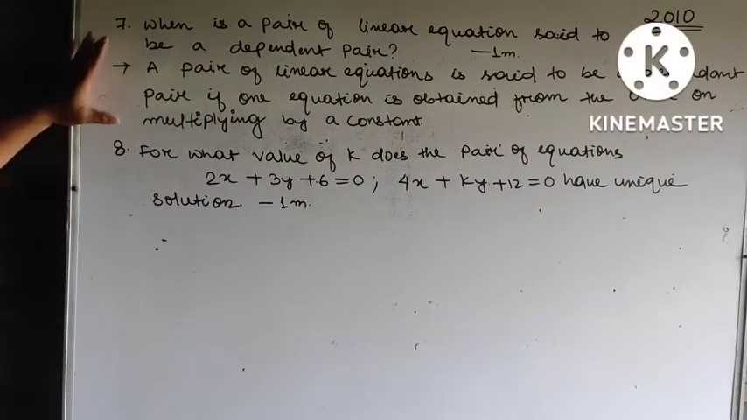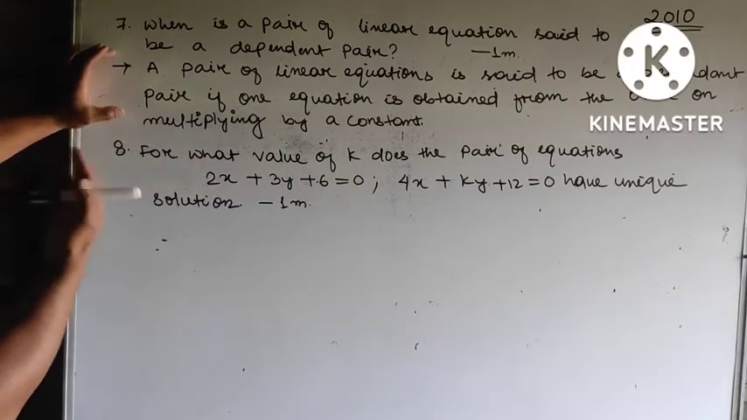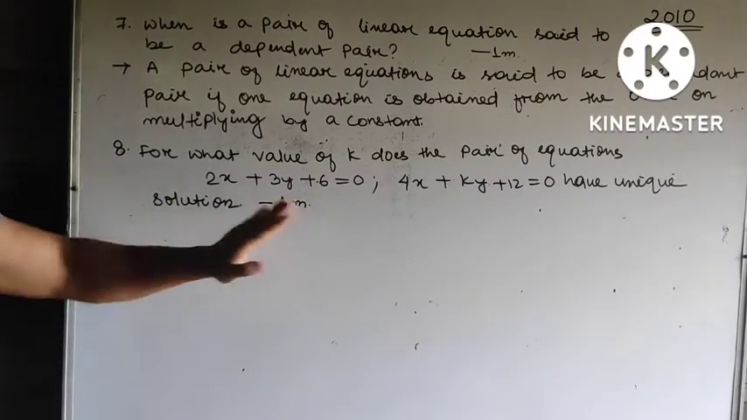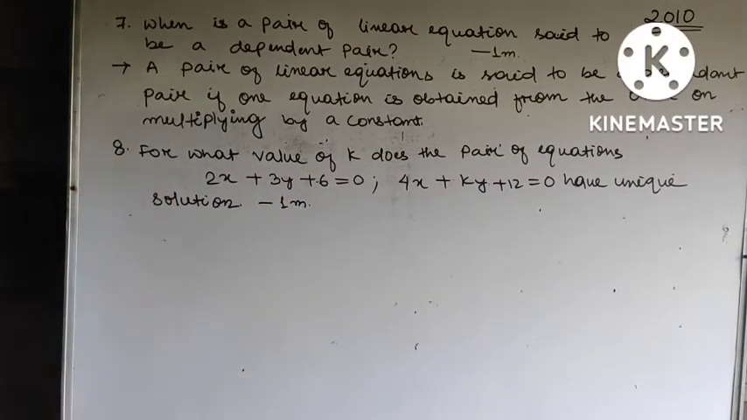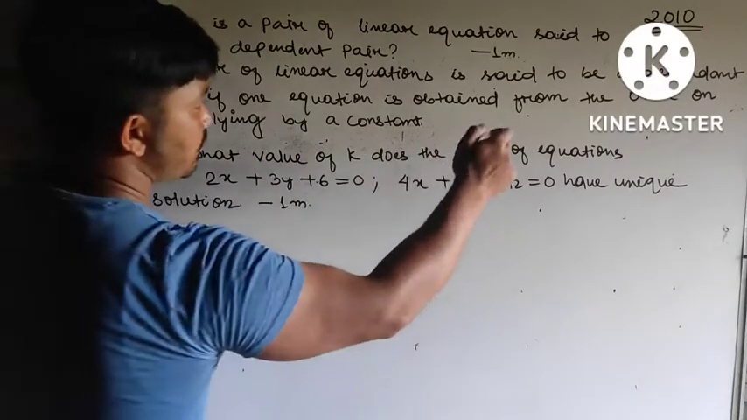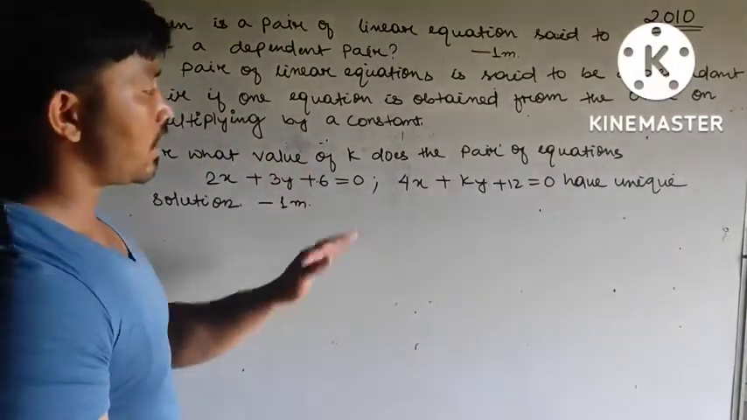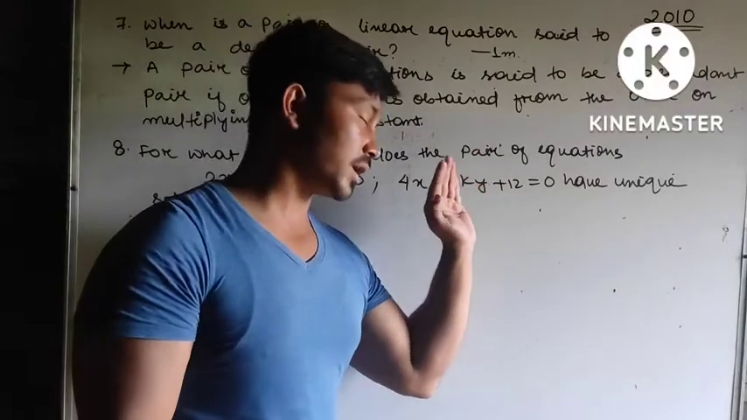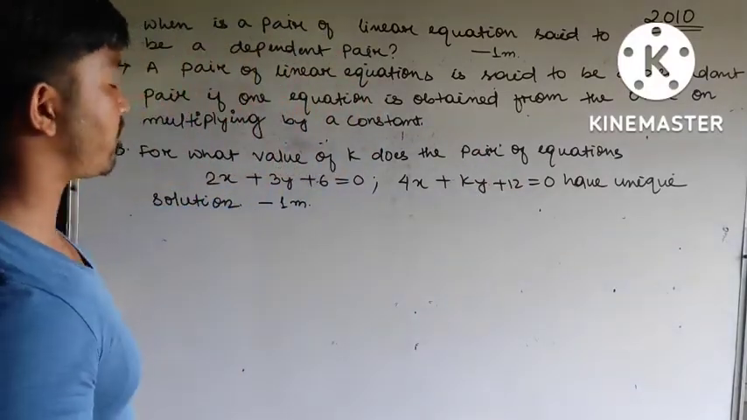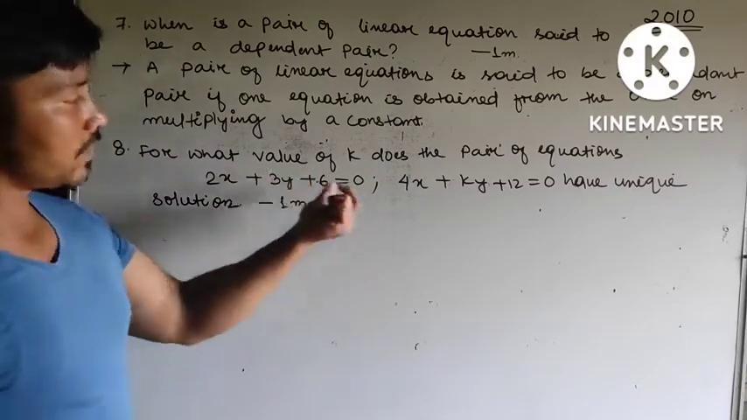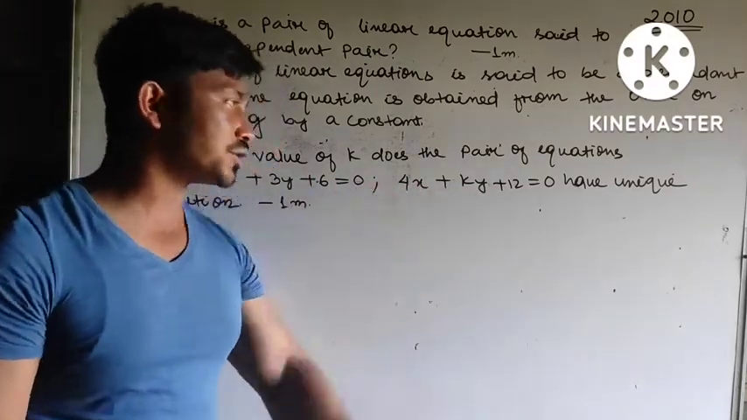It's already given in your textbook, it is a definition, so we don't need to explain anything here. So let's go to question number 8. Question number 8 is also of 1 mark, and this is also from chapter 4 itself. For what value of k does the pair of equations 2x plus 3y plus 6 equal to 0, 4x plus ky plus 12 equal to 0 have a unique solution?